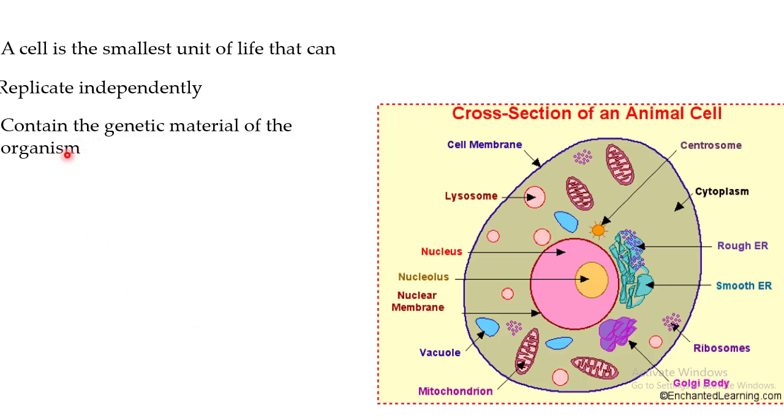And this genetic material is very important for the replication, as well as all of the physiological processes that are happening in that particular cell. Thirdly, these cells are responsible for carrying out all of the life processes, whether a prokaryotic cell or a eukaryotic cell.